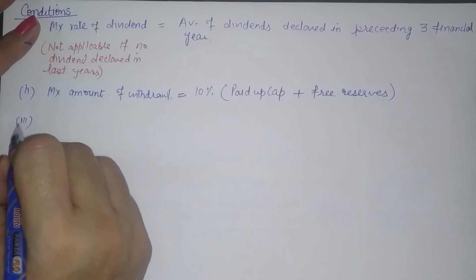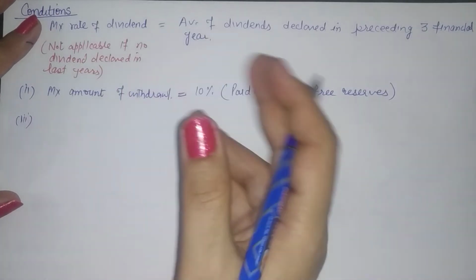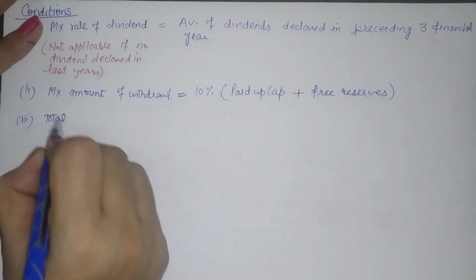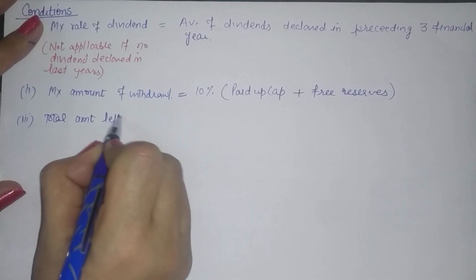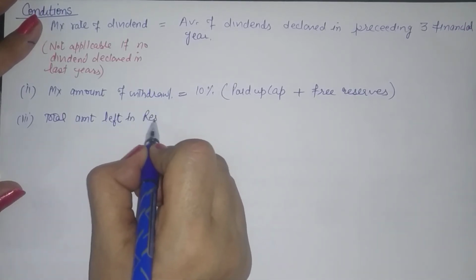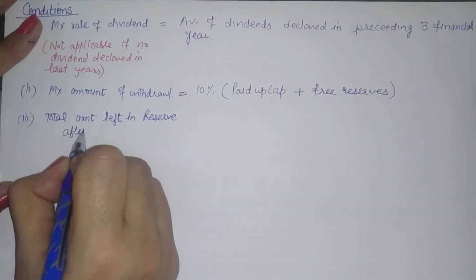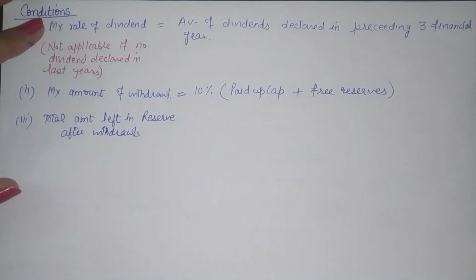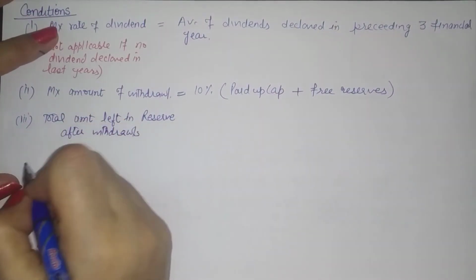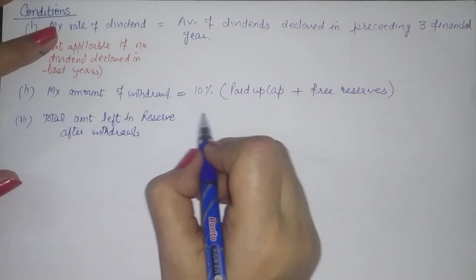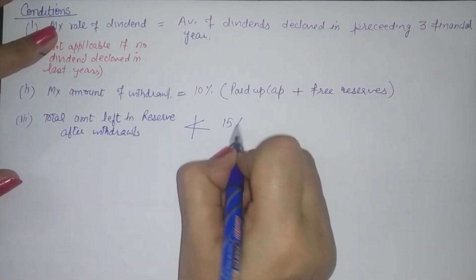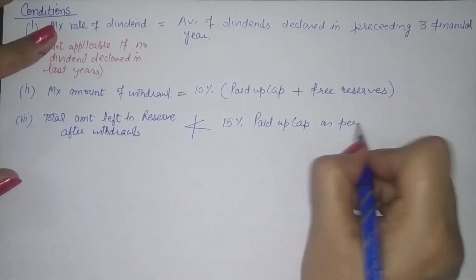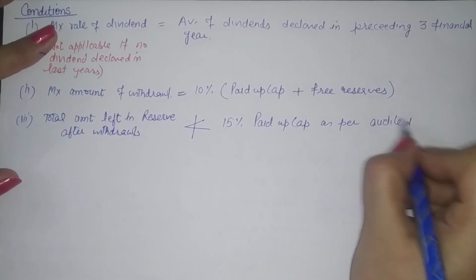There is another condition also, that is regarding the amount retained. That is the total amount left in reserves after withdrawals. Okay, so we are to maintain a certain minimum balance. So the total minimum balance, or the amount that can be retained, should not fall below 15% of paid up capital as per again the latest audited financial statements.